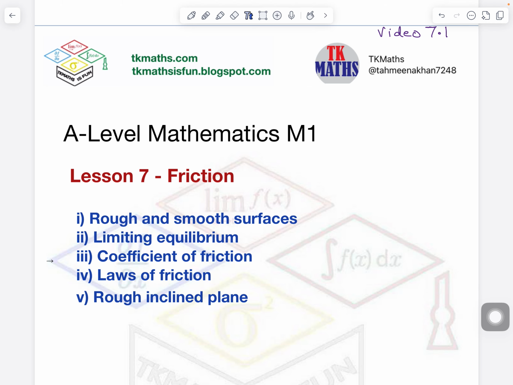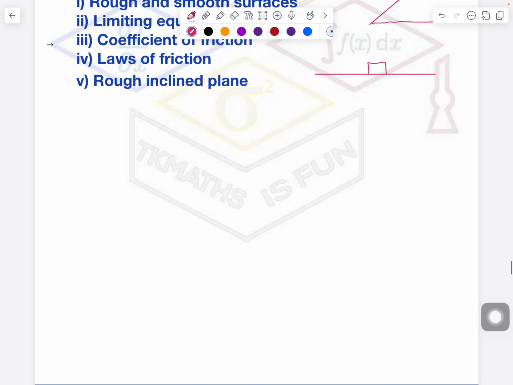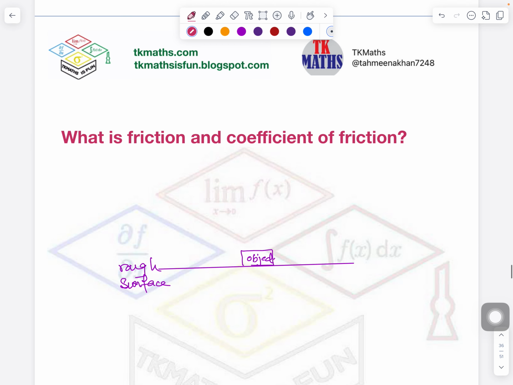Today's video is in continuation of the lessons on A-level mathematics M1. In this video we will focus on friction. Basically I have made 3 videos on this topic. The first video, which is this one, is on the cases when the object is on a rough horizontal surface. The next video is on objects on an inclined plane, making a certain angle with the horizontal. And the last video is on word problems. So let's see what friction and the coefficient of friction are.